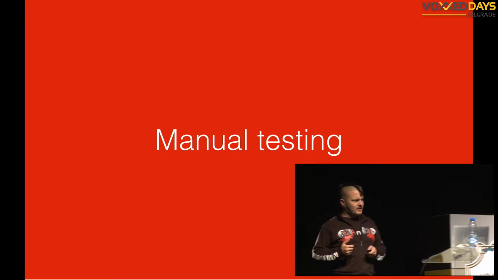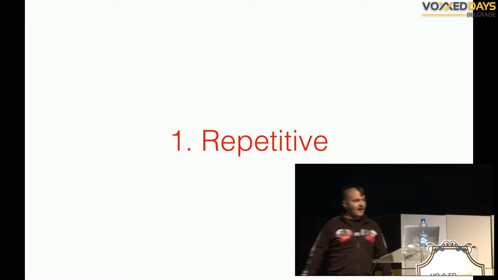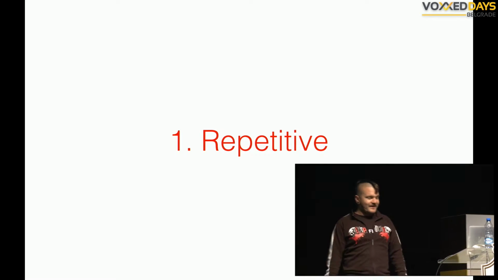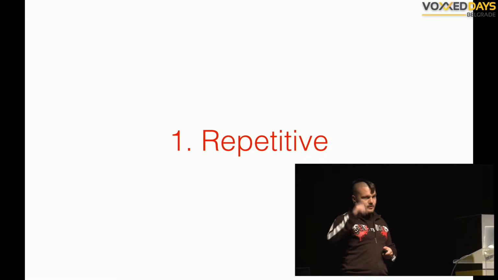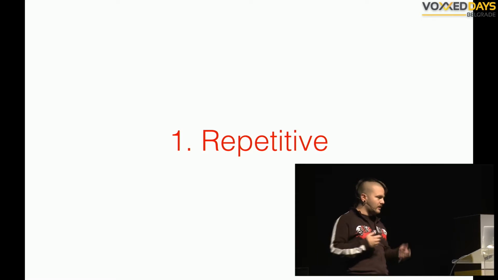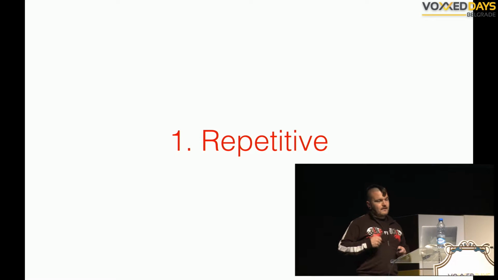So let's talk a bit about manual testing. To me, it has three characteristics. First one, it's repetitive. So you're developing a feature, clicking around the browser to see if everything's okay, developing a bit more, clicking around, doing a bug fix, clicking. It gets really easily boring, and you don't want to do that.